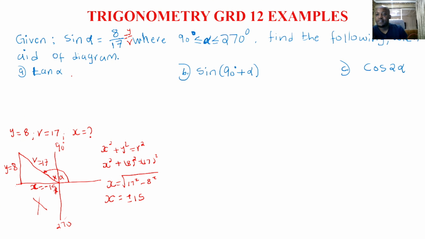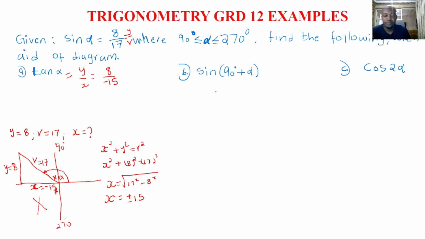The first question says tan alpha is given by opposite over adjacent, which in this case is 8 over negative 15. And that's how you would deal with this one.